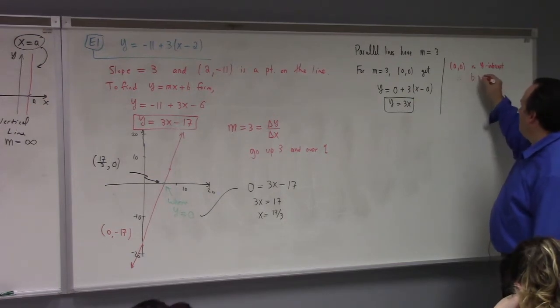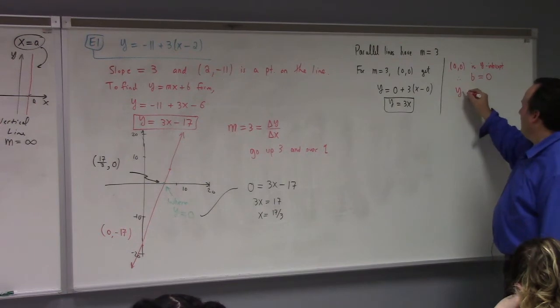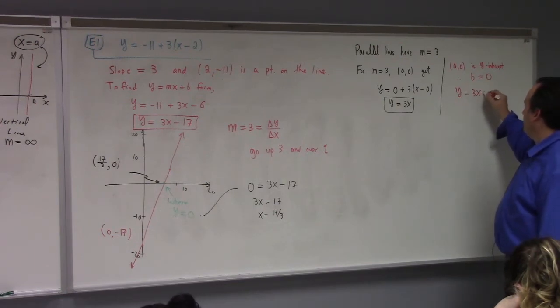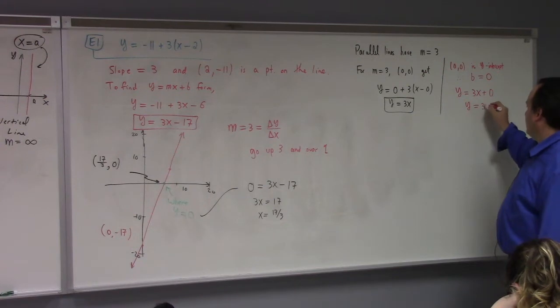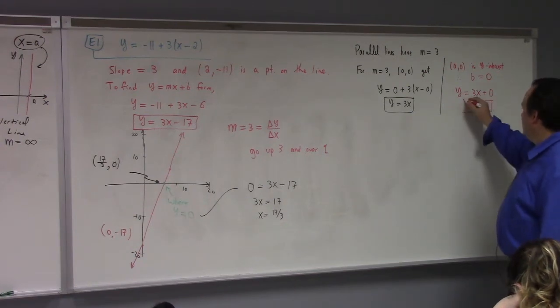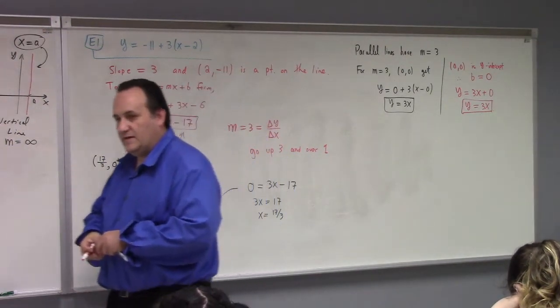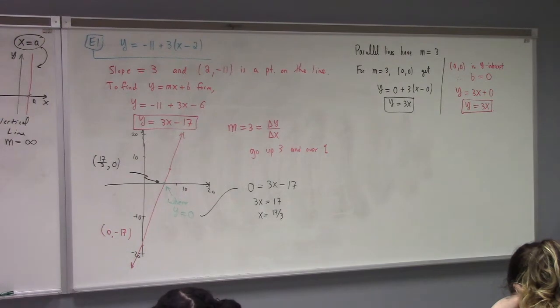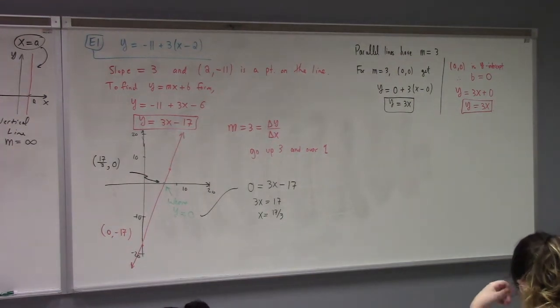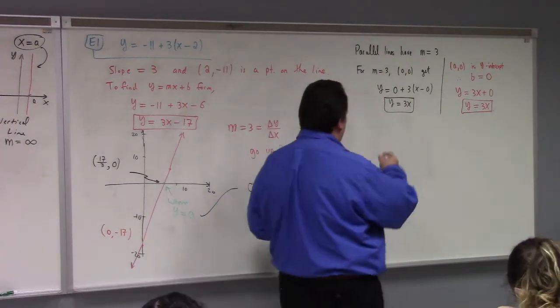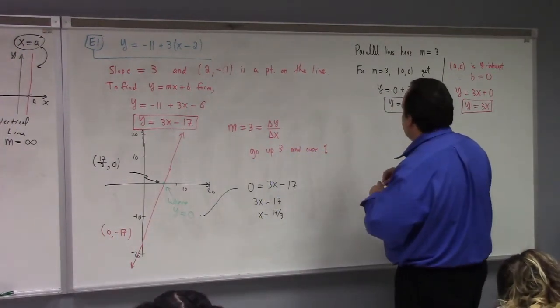So b equals 0. So y is equal to 3x plus 0. In other words, y is equal to 3x, right? So for this problem, using the slope-intercept idea is also a quick way to get to y equals 3x, right? If that's how you think about it, more power to you. That's fine. I don't insist that you use point slope. I'm just trying to suggest you could think about it. So there's our parallel line, right?